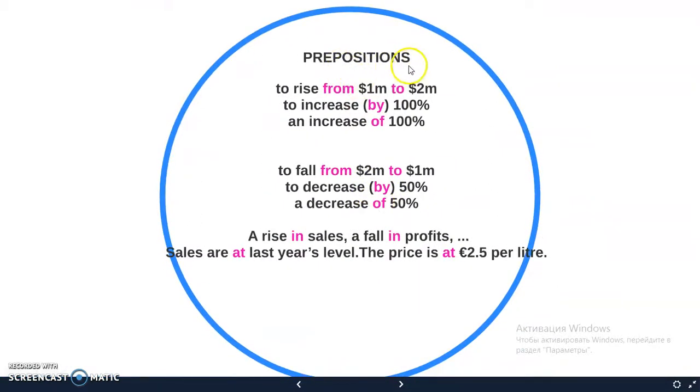Prepositions we will need, for example: to rise from 1 to 2, to increase by 100, an increase of 100, to fall from 2 to 1, to decrease by half, 50%, a decrease of 50%. A rise in sales, a fall in profits. Sales are at last year's level. The price is at almost 2 per liter. So these are the main prepositions we will need while we are presenting a report.